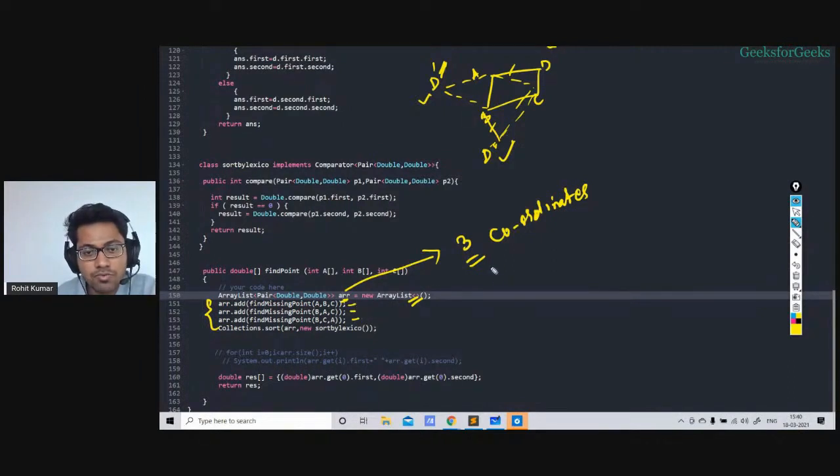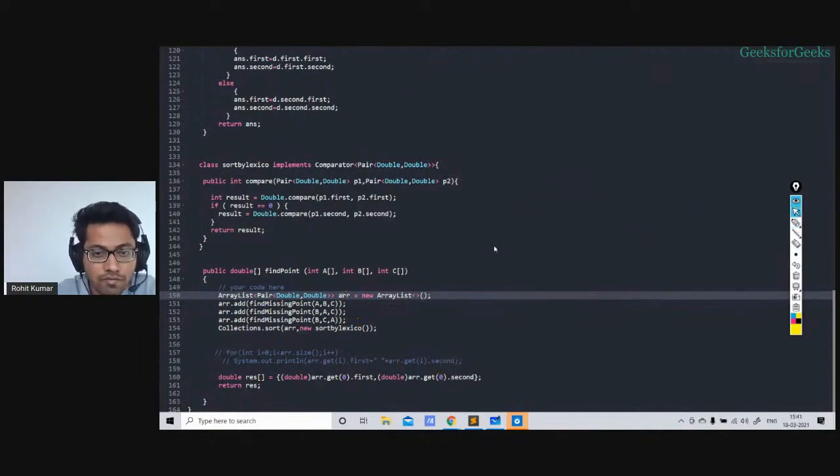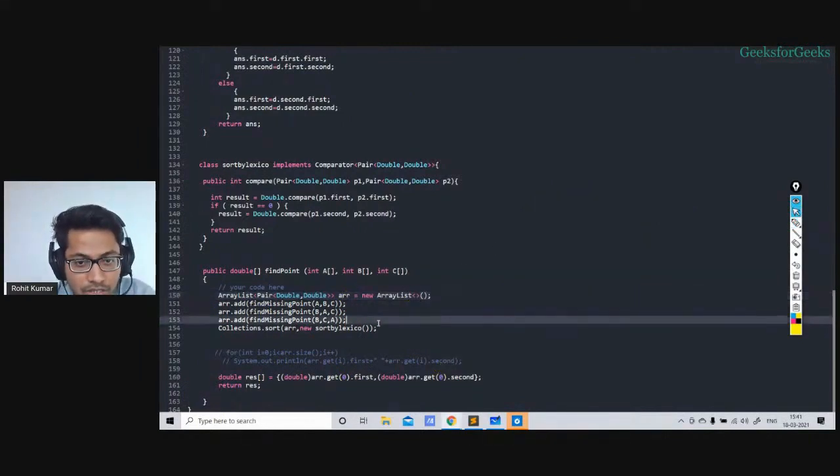I'll come to the question of why only these three cases, but before that, let me just explain this. After that, I am sorting them. How am I sorting? We'll see as we go through the code. Once we are done with sorting, we finally return the zeroth index, first and second of the array list. That means if my array list contains three pairs, x1, y1, x2, y2, and x3, y3, I'm returning these two. So I'm returning my res. Let me just clear all of this. I hope this find point method is clear.